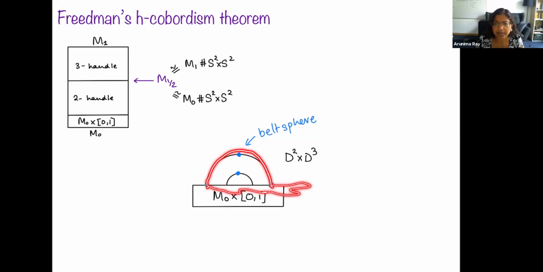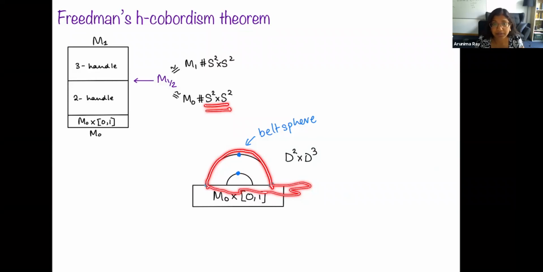So notice, of course, that this bottom portion that I drew in M0 cross 1, that's embedded. That was one of the exercises from last time. So here are the two S2 cross S2s in this connected sum with S2 cross S2. They're quite nice. They're embedded two spheres inside of this middle level of the H cobordism M1/2.